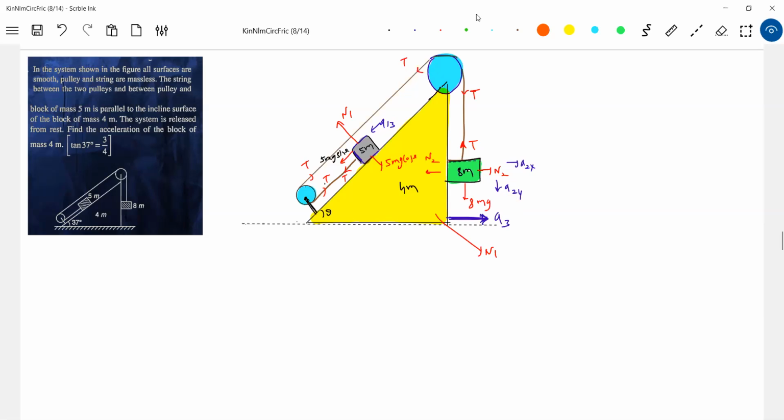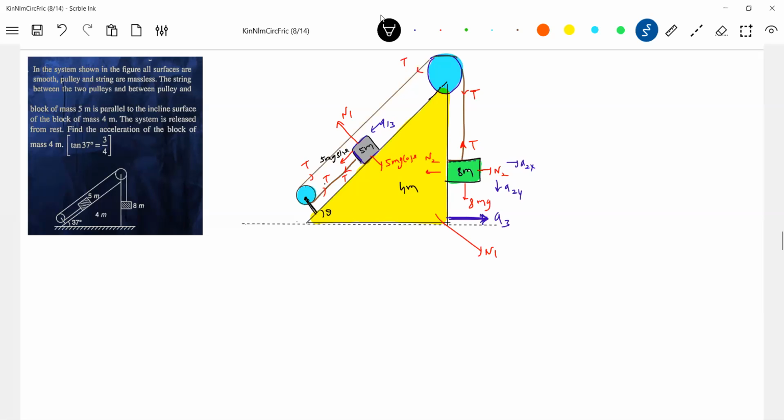If you want to describe it with respect to the wedge, then show the pseudo force here. It's left to you. Now this block has 5mg sin theta, tension, N1 and pseudo force. The pseudo force, we have to show it here. Let's write all the possible equations.